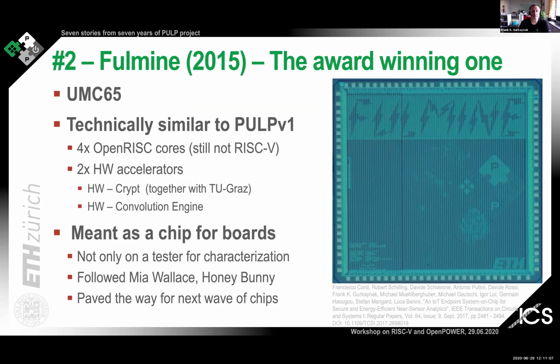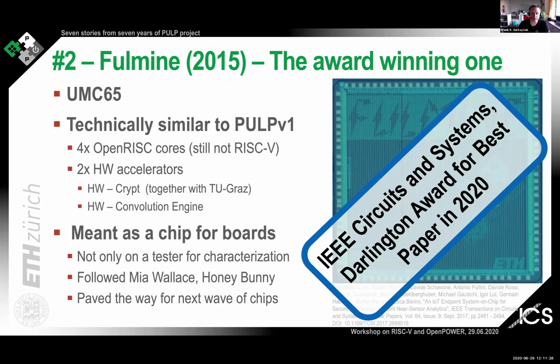And this was meant as a chip for the boards. It wasn't meant to just be on a tester. We thought that we could put it on a board, and it has a number of interfaces. I'm going to come to that in a second. And it followed a number of such chips progressively so that we can reach this level. I'm very happy and a bit proud to say that IEEE Circuits and Systems awarded a paper that is cited here, the Darlington Award for Best Paper in 2020 for this thing. You can also see how long it takes actually for the work to reach an audience and then get appreciated.